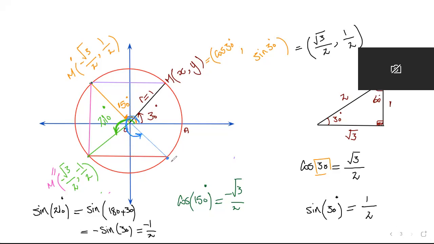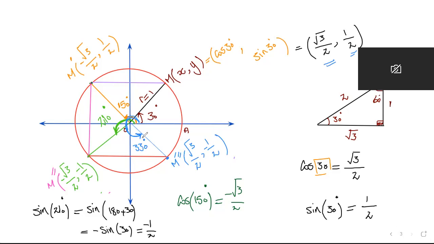Which would just take us to the point M triple prime. What is the location of M triple prime, X and Y? That's right, the square root of 3/2 and minus 1/2. We just got it from here, just right away. What is the angle for it? 360 minus 30. 360 minus 30 becomes how much? 330.